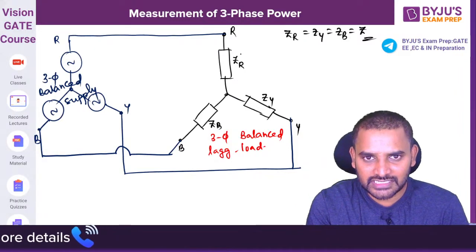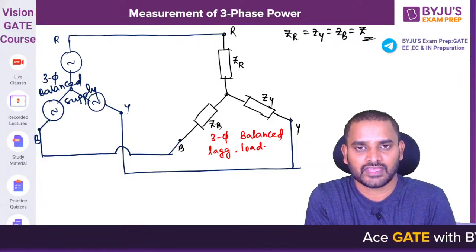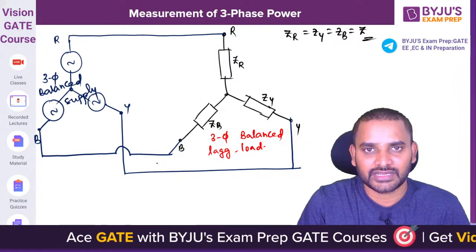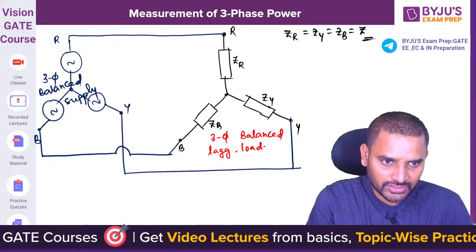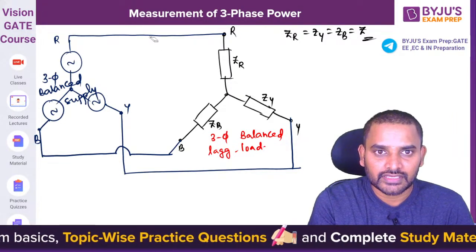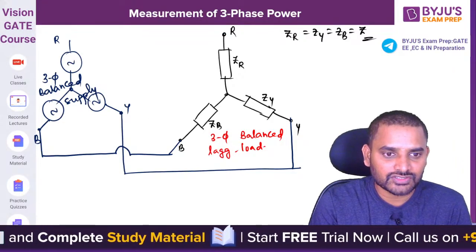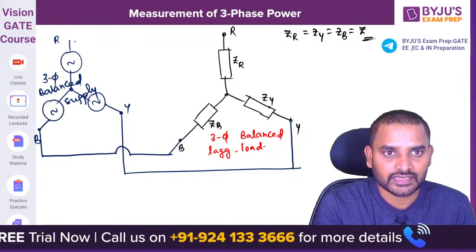To measure the power consumption by this three-phase load, I have to place three wattmeters: one meter in the R phase, one in the Y phase, and one in the B phase. If I place the meters, this is how it looks. Let me show you. Here, to measure the R phase power, I'm drawing like this.